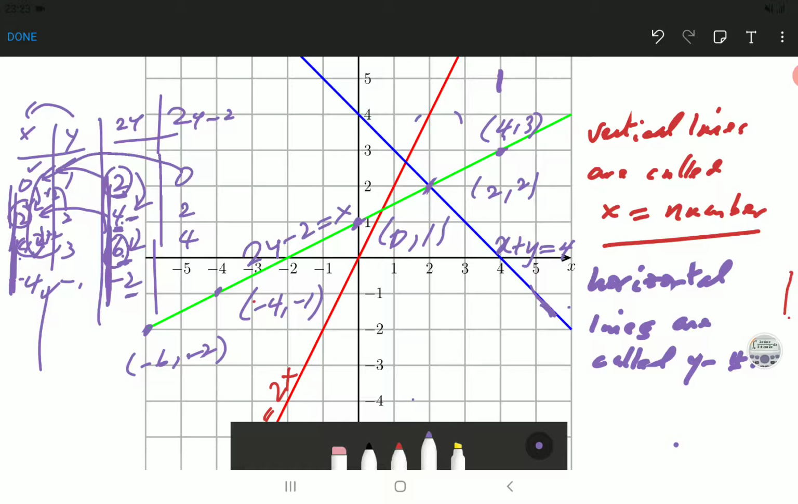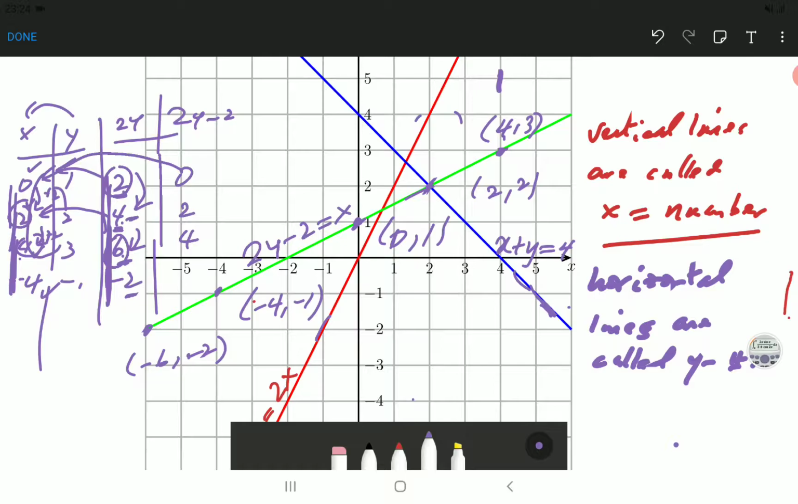So the equation of a straight line gives us a rule of getting y from each x or x from each y. Okay? And for these three lines, the way we have found these equations had a lot of trial and error, okay?